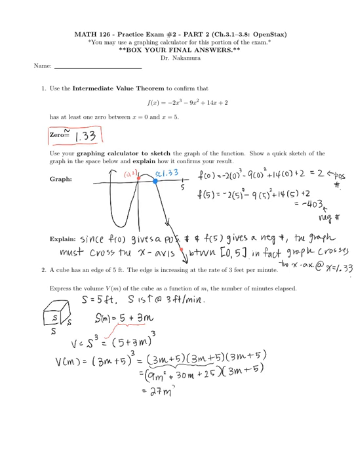27m to the third plus 45m squared plus 90m squared plus 150m plus 75m and plus, what's the last one? 125. Okay, so we got this.